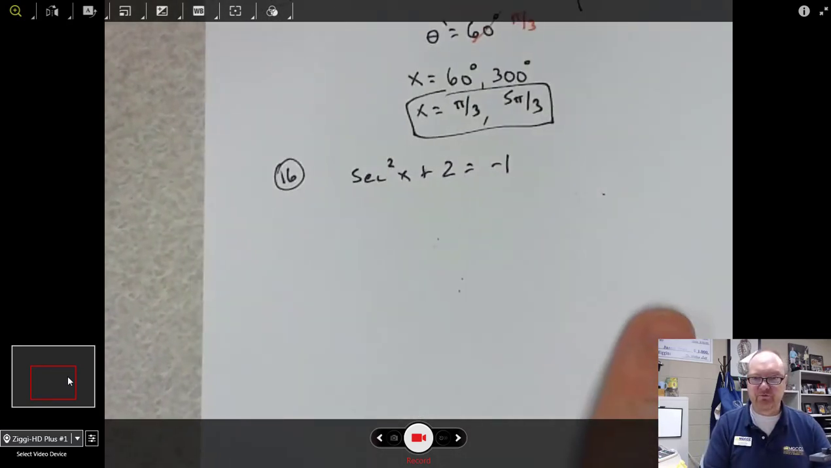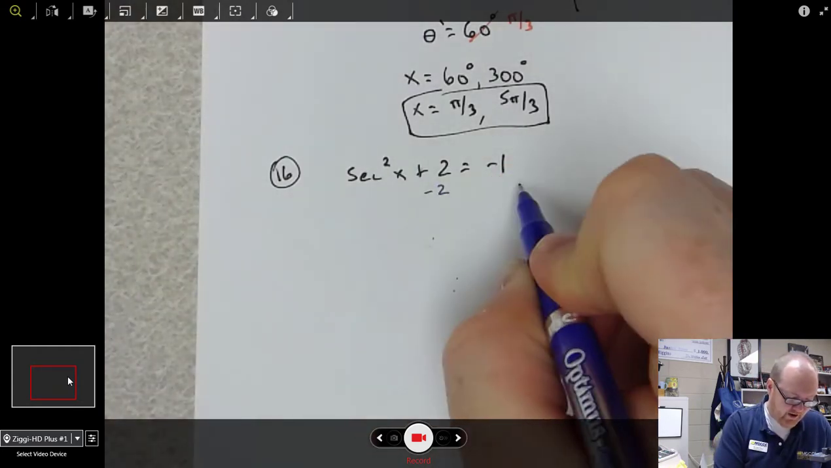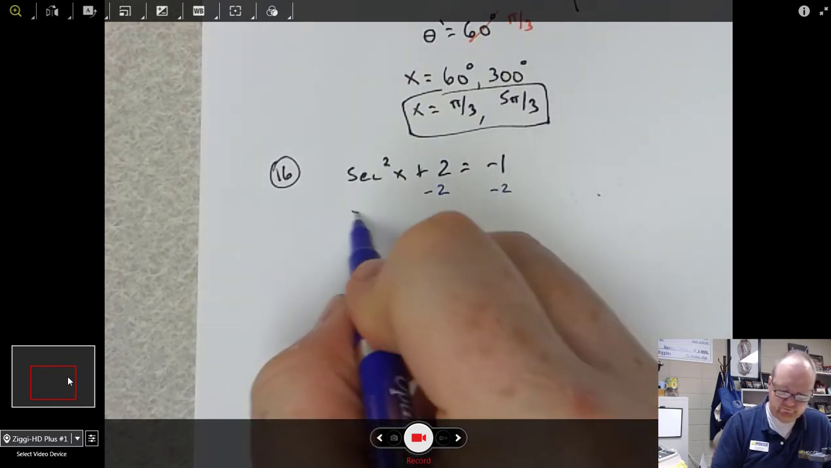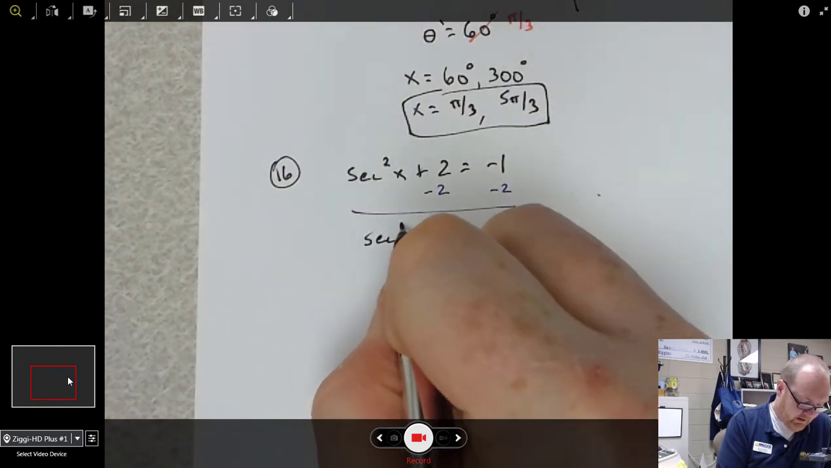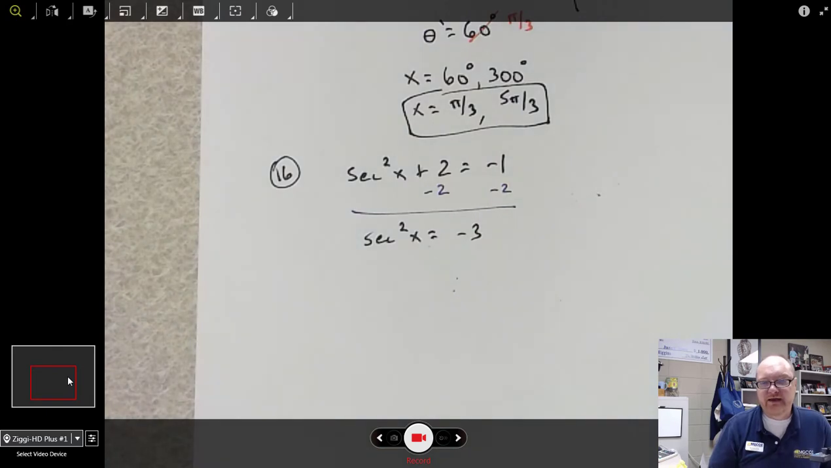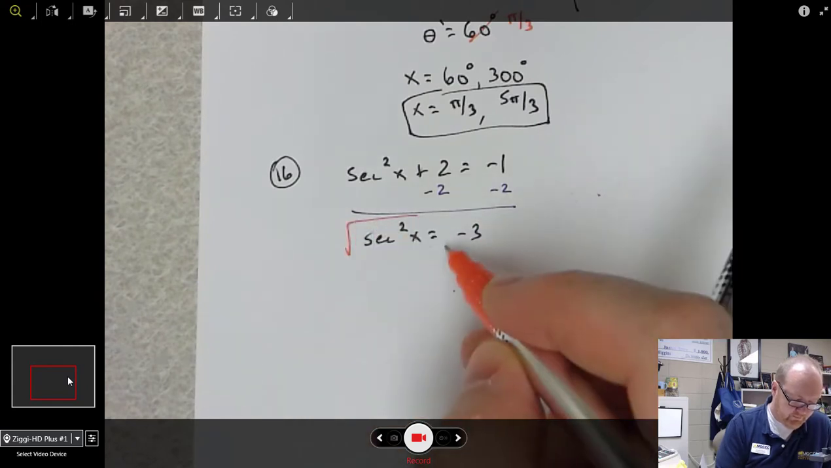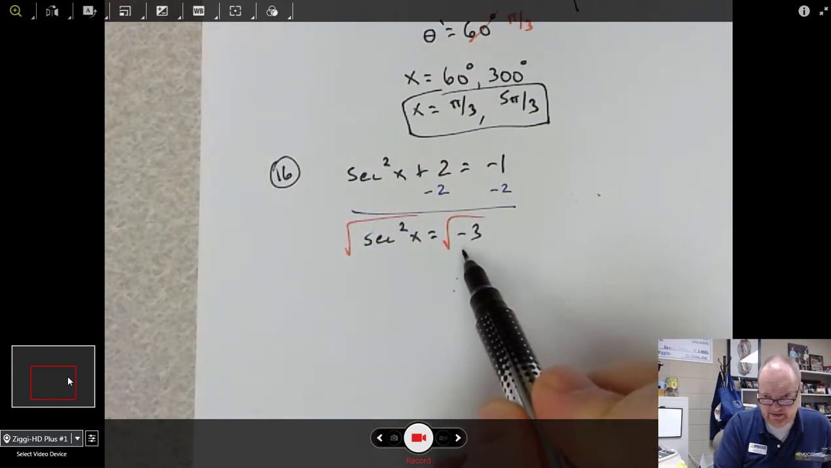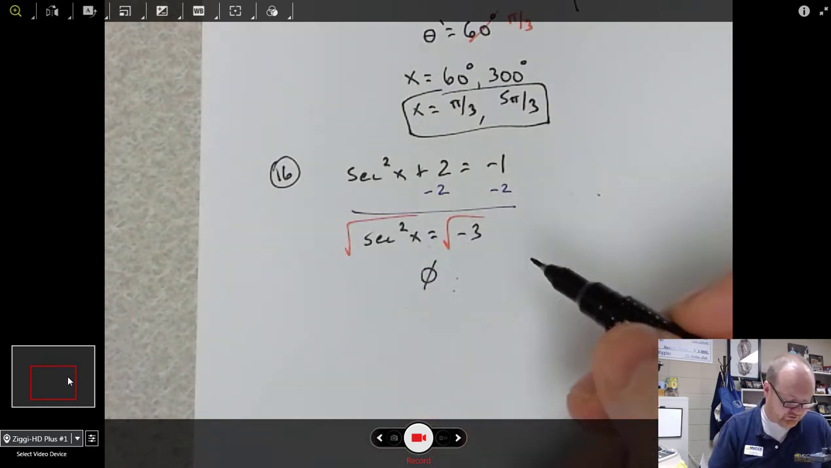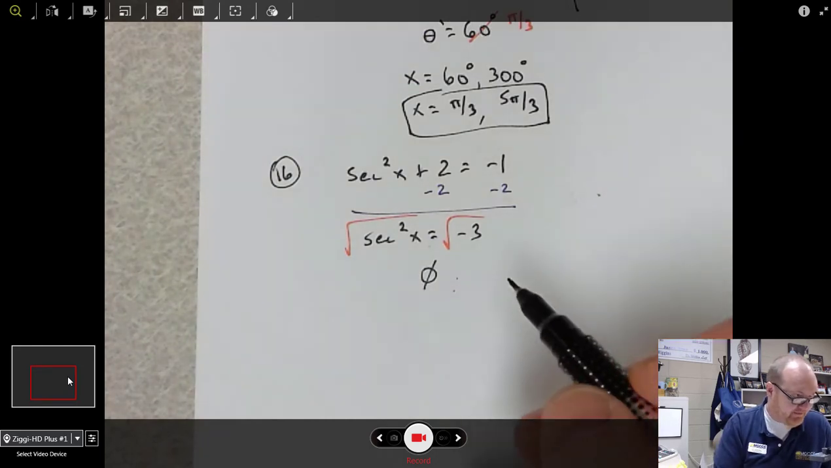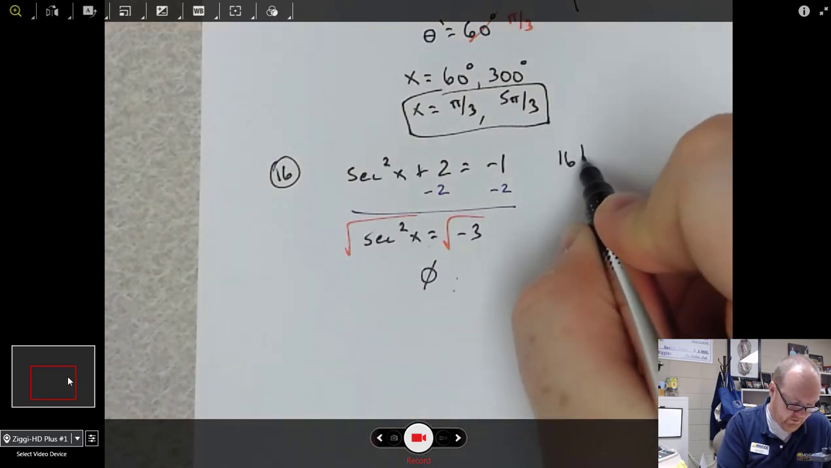So, for example, number 16, the first thing that I notice is I can subtract 2 from either side. And already I see that I've picked a poor problem, and I'll show you why. I end up with secant squared equal to negative 3. When I go to take the square root of either side, immediately I notice that I can't take the square root of negative 3. That problem, unfortunately, has no solution. That was unintentional. Let's go back and work another type of problem. So I'll call this 16 star.